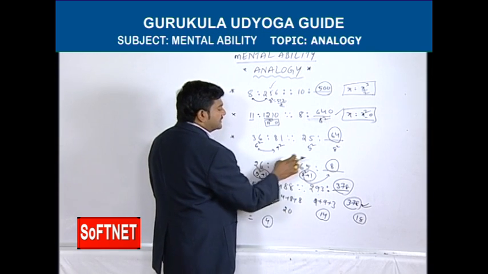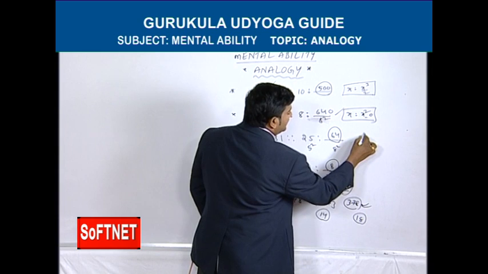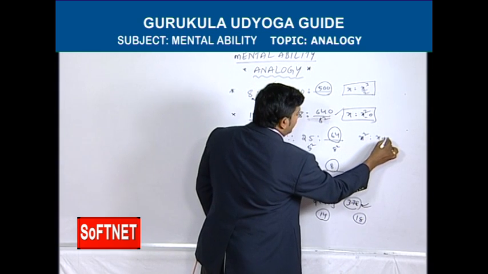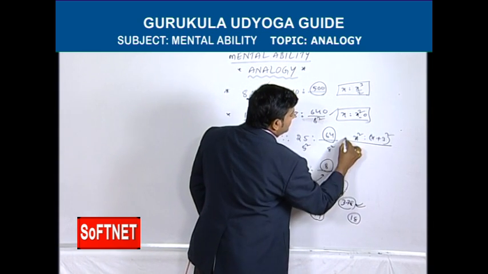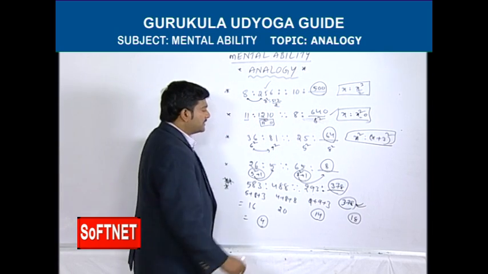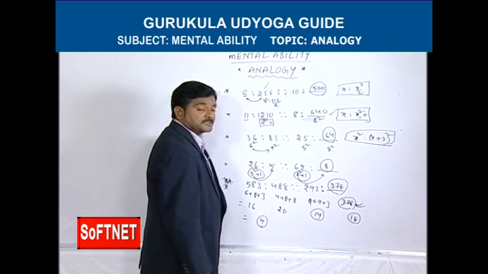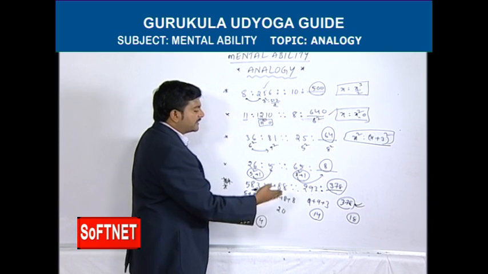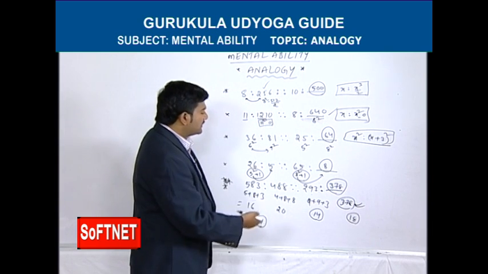So 6 square, 9 square, 5 square, 8 square. How we can write? X square is to x plus 3 whole square, because the gap is almost there, 3 is there. So we can express for that, but we cannot express by using that model here. So here also you can express.